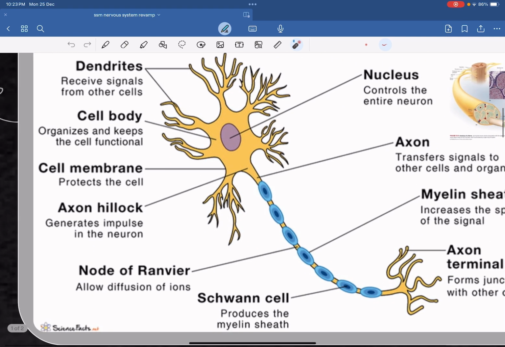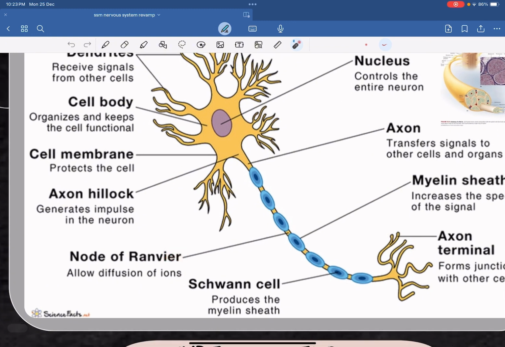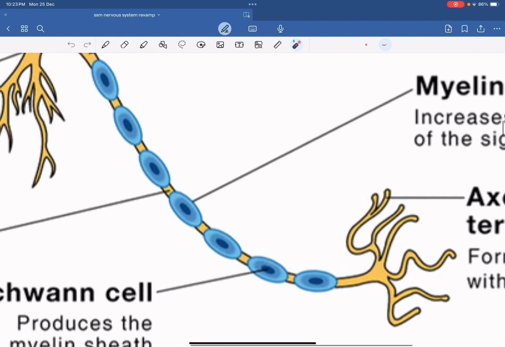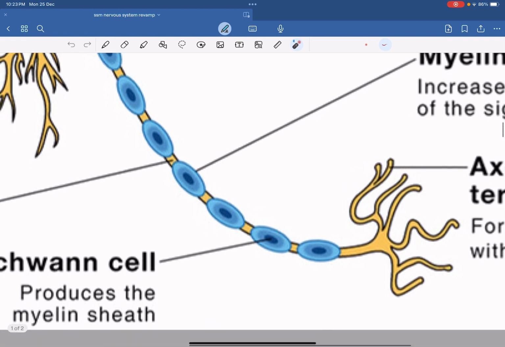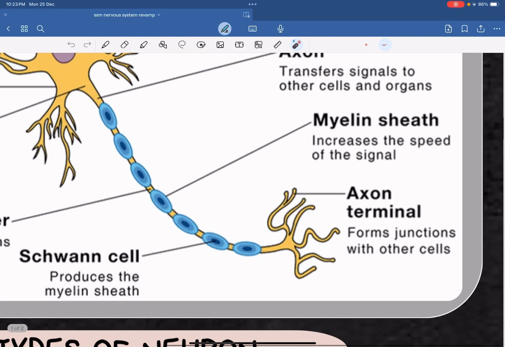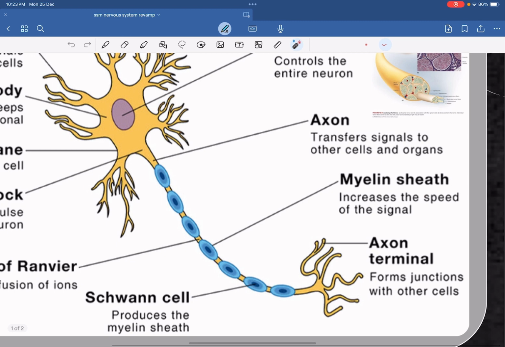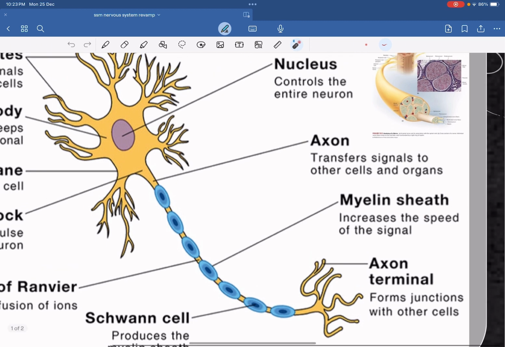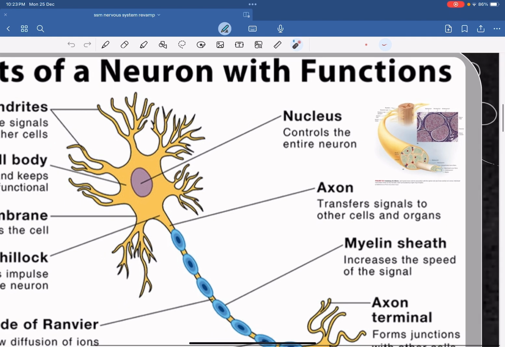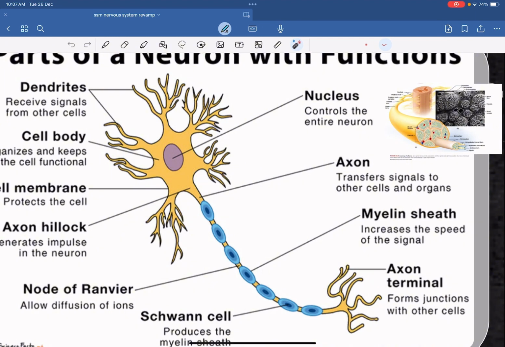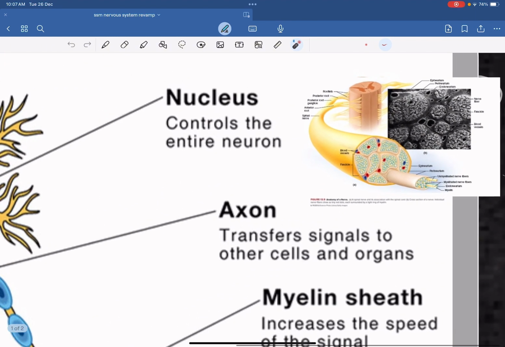We have the cell membrane to protect the cell. We have the axon hillock to generate impulses in the neuron, and we have the node of Ranvier here, which allows diffusion of ions. We have the Schwann cell to produce the myelin sheath. This is the myelin sheath, the one colored in blue, and the Schwann cell is basically the dark blue here. We also have the axon terminal, which forms a junction with other cells, and the myelin sheath that increases the speed of the signal, the axon that transfers signals to other cells and organs, and the last one is the nucleus, which controls the entire neuron.